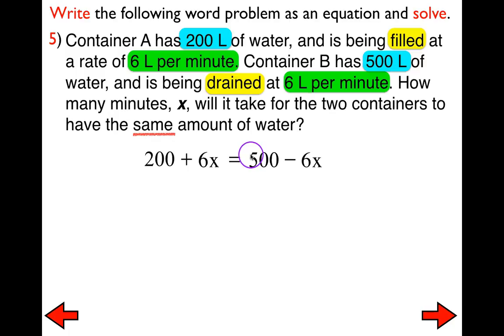Can I or should I move the variable to one side? Yes. I'm going to go ahead and move it to the left by adding 6x to both sides, which is going to leave me with 200 plus 12x equals 500.